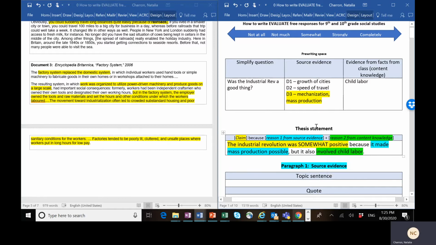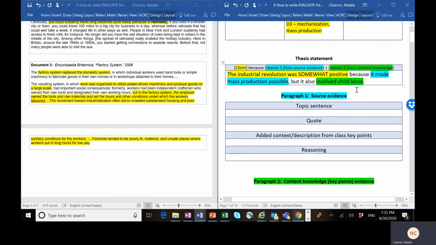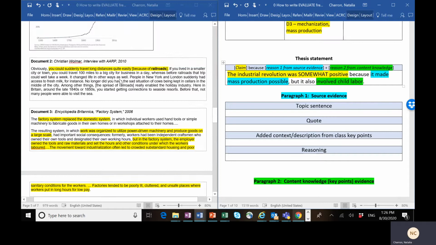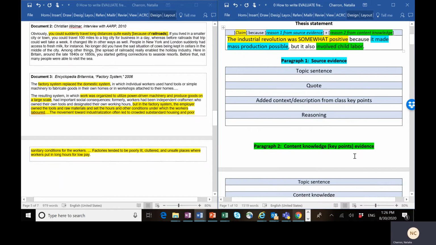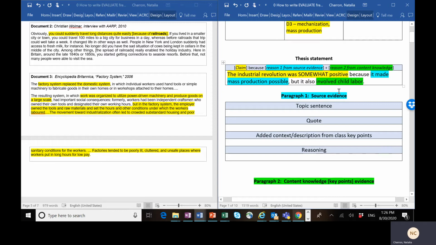Having now written this thesis statement, the rest of the writing process becomes fairly clear. I am going to support this thesis statement in 2 paragraphs. The first paragraph is going to be all about source evidence, evidence from one of these documents. The second paragraph is going to be all about my content knowledge, stuff I can remember from class that's specific from key points. And in this case, it's going to be about child labor.